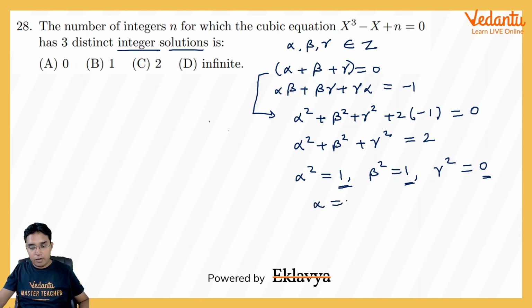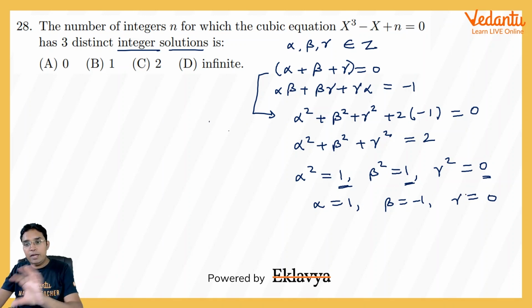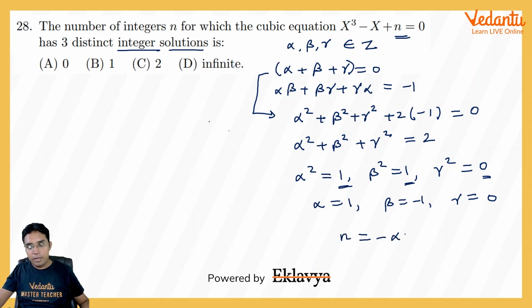So here alpha will be 1, beta will be minus 1 because they are distinct, and gamma is equal to 0. We could have permuted alpha, beta, gamma, but end result will be same. The roots would be 1, minus 1, 0 only. There cannot be any other possibility. I hope this is clear. Now what they are asking? They are asking the number of integers n. Okay, because my roots are coming out to be 1, minus 1, 0. So n is actually negative of alpha beta gamma, that is product of all the roots. So it is coming out to be 0.